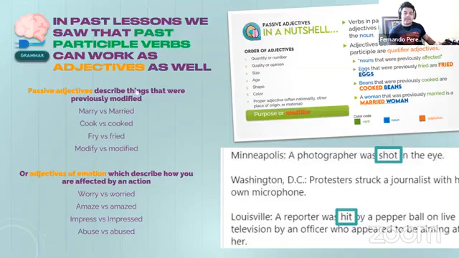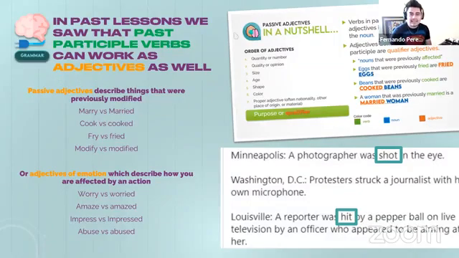Passive adjectives describe things that were previously modified. So we have marry is the verb, and married is the description. Cook is the verb, and cooked is the description. It happens with emotions, and also happens when we are talking about delegating tasks. When the task is getting delegated, we use the verb in past participle.